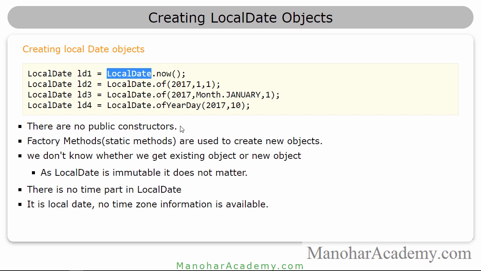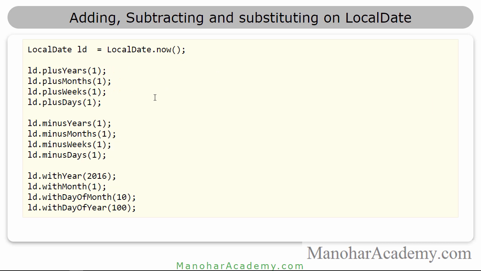But for now, please understand how to create the local date objects, because this is very important. Wherever we need to save the date, we are going to use the local date. Okay. Once we create the object, we can invoke some useful methods on this particular local date object.